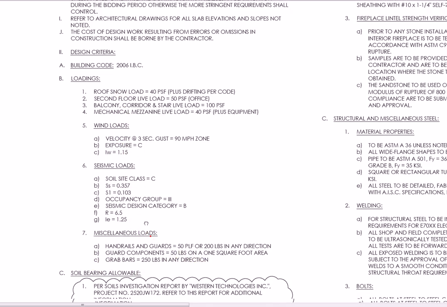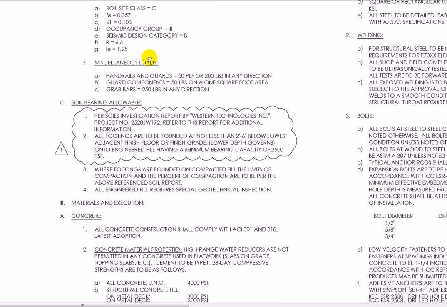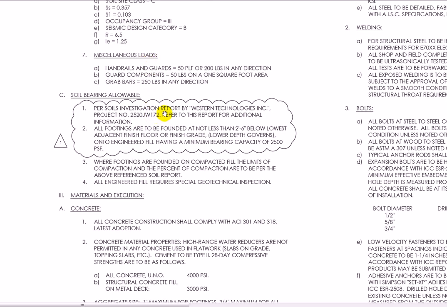Next thing we're going to go down to is the soil bearing. So it should reference a soil investigation by who did it and the report number, and the minimum criteria for soil. So here it says that we have to put all the footings down 2'6" below adjacent finished floor or finished grade. So that keeps it below frost. Into engineered fill, there's the bearing capacity. So this tells me now if I'm going to build the footings, the shallowest I can go is 2.5 feet below grade.